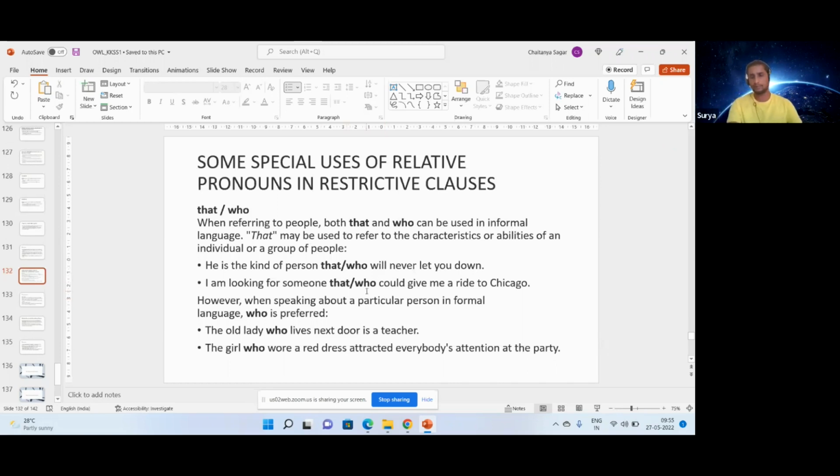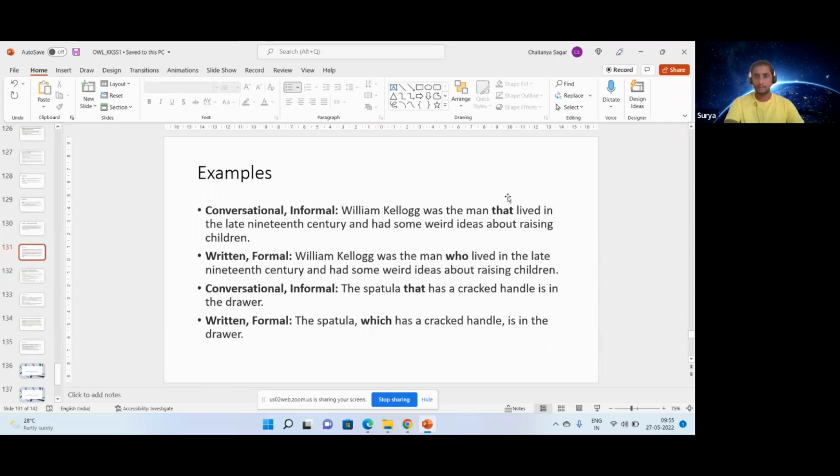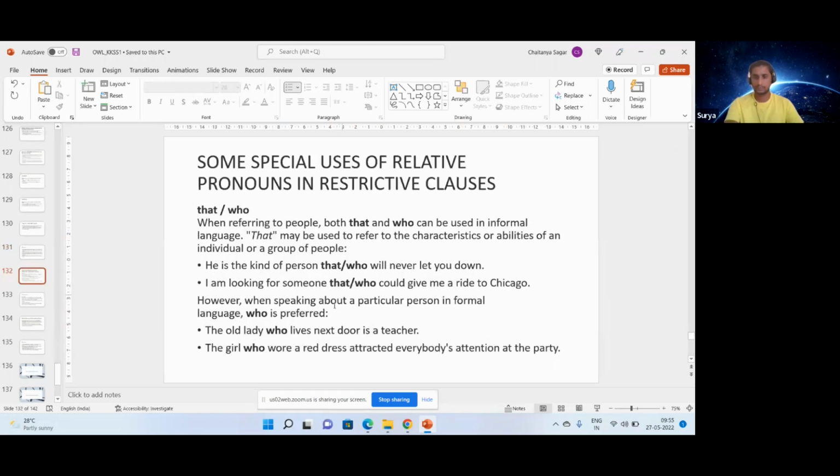And which, in the above one, which I said, who is basically talking about the person. When you're referring to a person in the written one, who is used, and when you're talking about a thing, which is used. But here in this case, that and who both could come if you're highlighting the characteristics or abilities or capabilities of the person or a group of people. That is the thing.